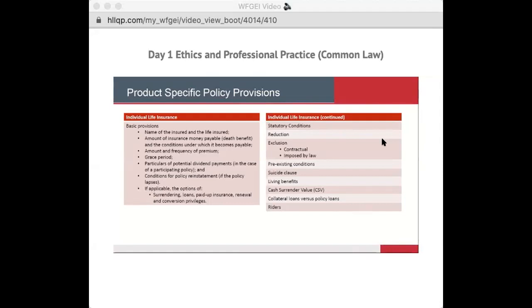If it is a permanent insurance, it could have cash surrender value. So once again, the insurance company is obligated to tell you what that cash value is, how it's calculated, projections, all that sort of stuff.